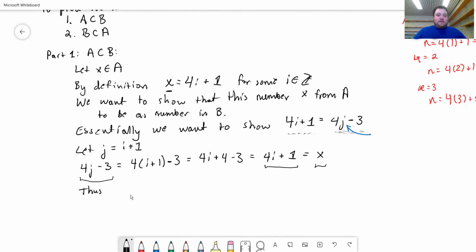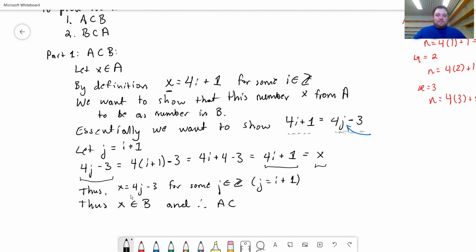Thus, let's write this down. x is equal to 4j minus 3 for some j, which is an element of Z. And more specifically, j is equal to i plus 1. Thus, x is an element of B, and therefore A is a subset of B. So we've proven part one.